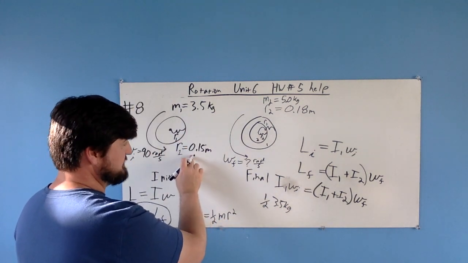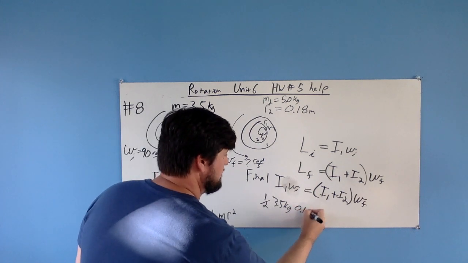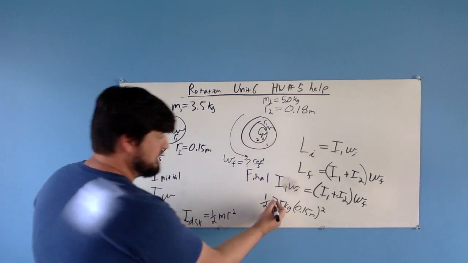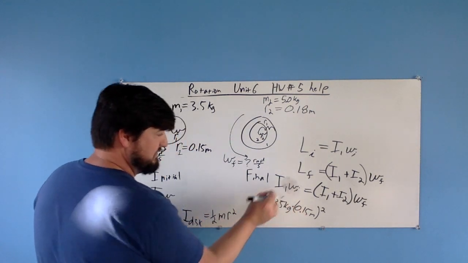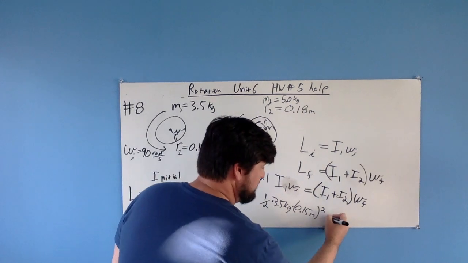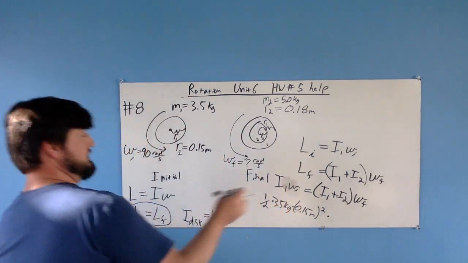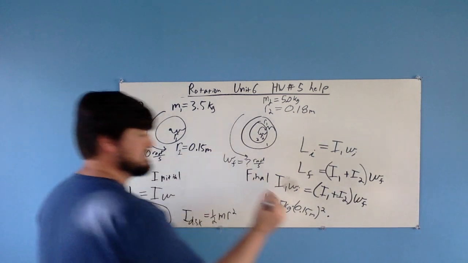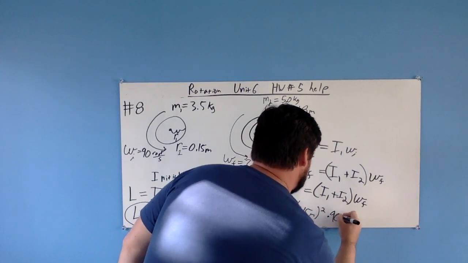And R for the first disk is 0.15 meters. Now we have to square that because it's mr squared. So that's our I value here. Then we've got to multiply all of this by our omega. Our initial omega was 90 radians per second. So that goes in here. 90.